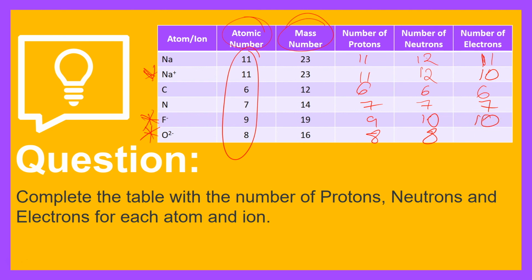All right, last one, oxygen. Oxygen, similar to fluorine, needs to have electrons added, but this time we need to add 2. Normally it would have 8 electrons because it has 8 protons. So we're going to add 2 to 8. 2 plus 8 is 10. And there we go. That's all done and dusted.